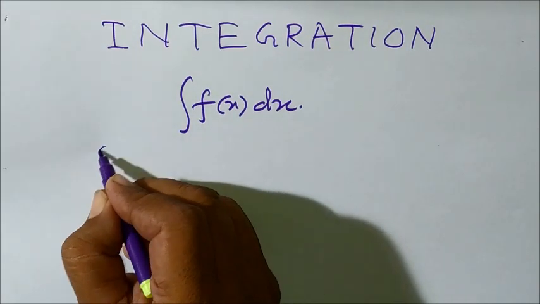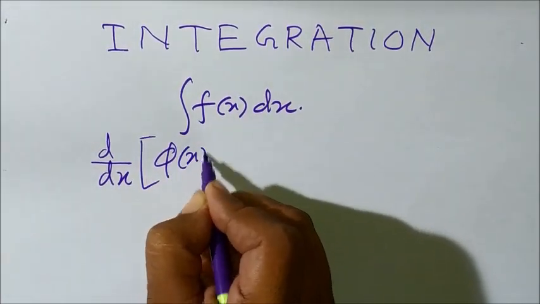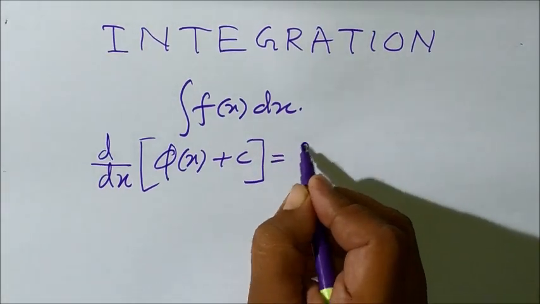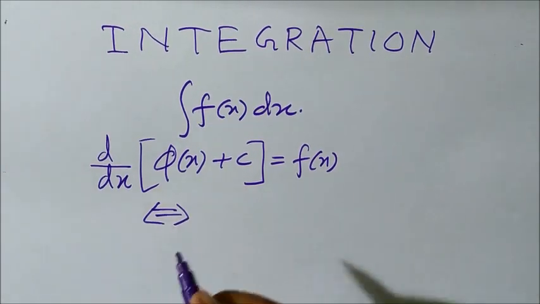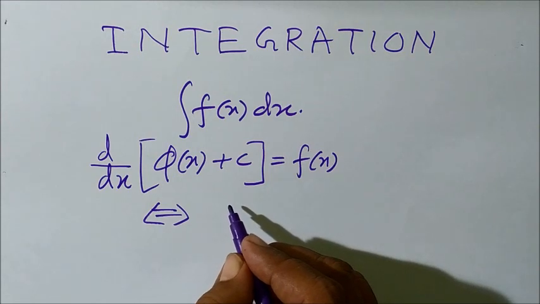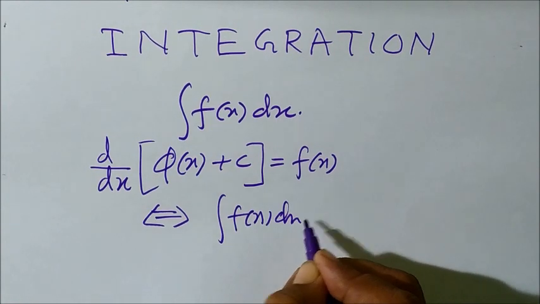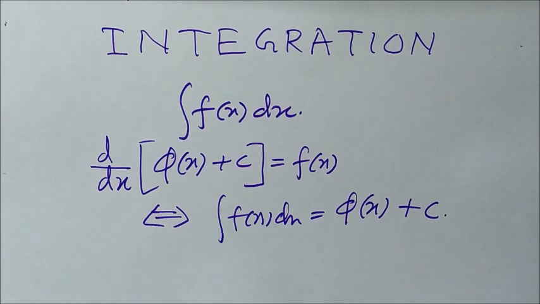Thus, d by dx of phi(x) plus c equals f(x). This implies, if and only if, integral of f(x) dx equals phi(x) plus c, where phi(x) is the antiderivative of f(x) and c is the constant of integration.